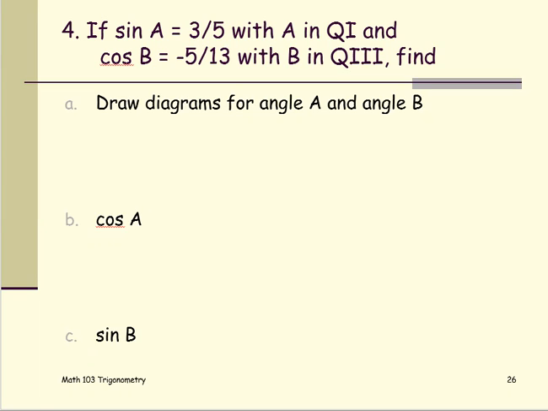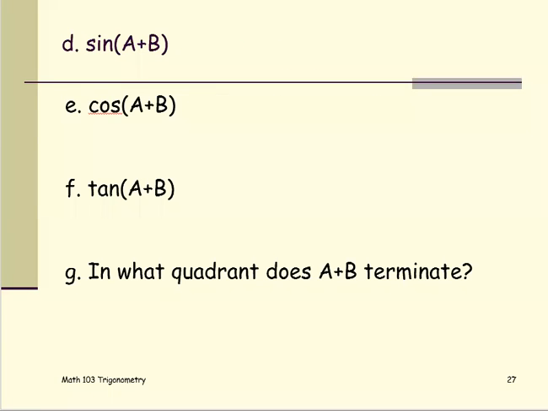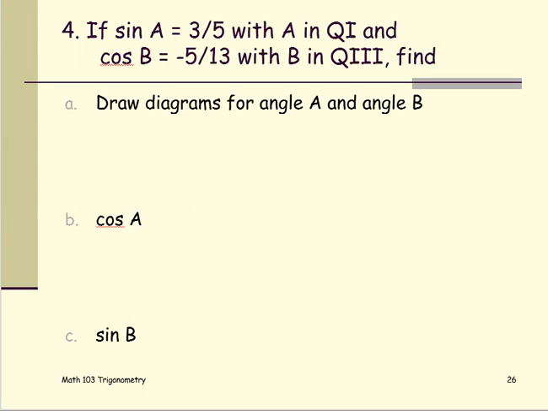Part B, cosine A. Part C, sine B. Part D, sine of A plus B. Part E, cosine of A plus B. Part F, the tangent of A plus B. And then part G, in what quadrant does the sum of A and B terminate? So there are multiple parts of the problem. Let's get started with the first one by drawing the diagram for angle A and angle B.